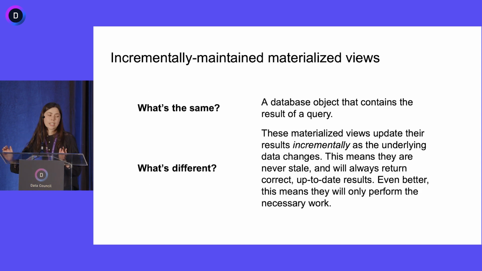Incrementally maintained materialized views are the same in one way. They're also a database object that stores the result of a query, but everything else is different. So the result of an incrementally maintained materialized view changes as the underlying data changes. So they will update their results each time a new row arrives. And this means that when you read from an incrementally maintained materialized view, you will always get correct, up-to-date results, no refreshes needed.